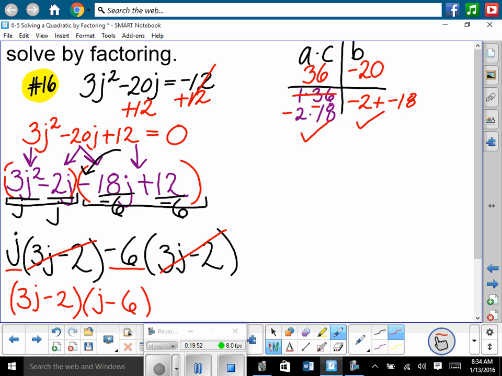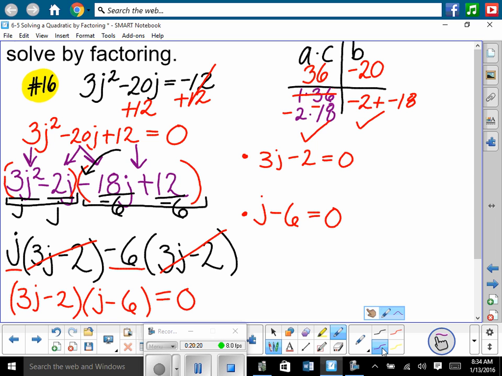Well, it's all equal to 0, so it's still equal to 0 down here. And now the zero product property rule says we can split this up. Now that we have linear factors, we can split this up and have them each equal to 0. So we have 3j minus 2 equal to 0, and we also have j minus 6 equal to 0. Now solve for j in each case.